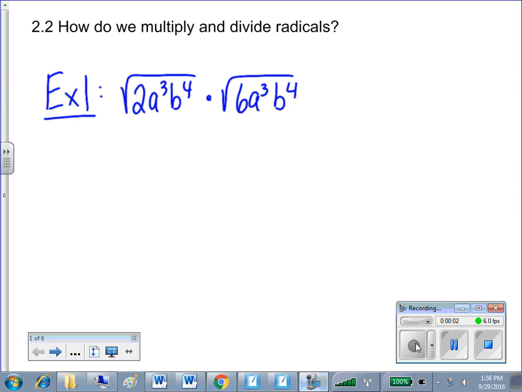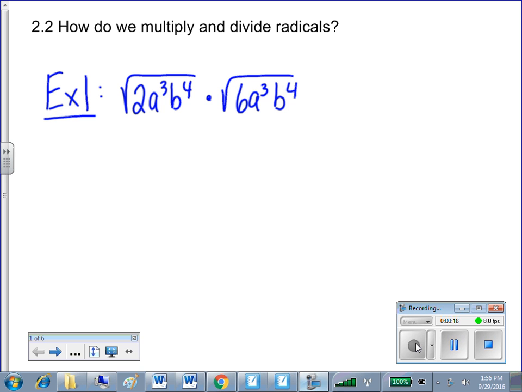Hey guys, we are going to talk about multiplying and dividing radicals. This is lesson 2.2. So example 1 says radical 2a cubed b to the fourth times radical 6a cubed b to the fourth.